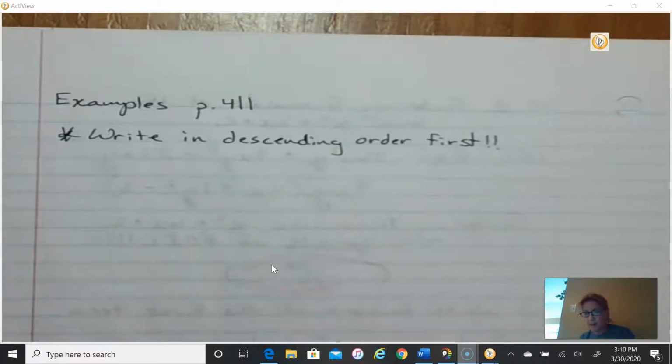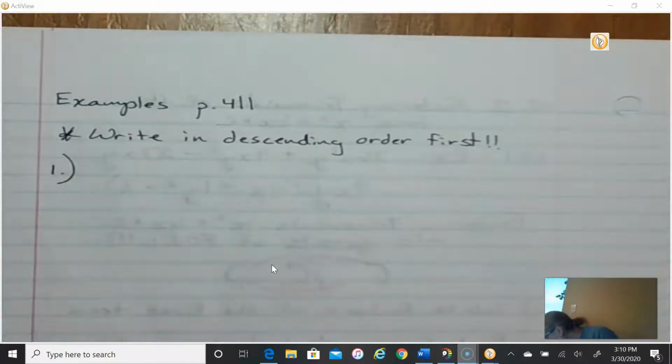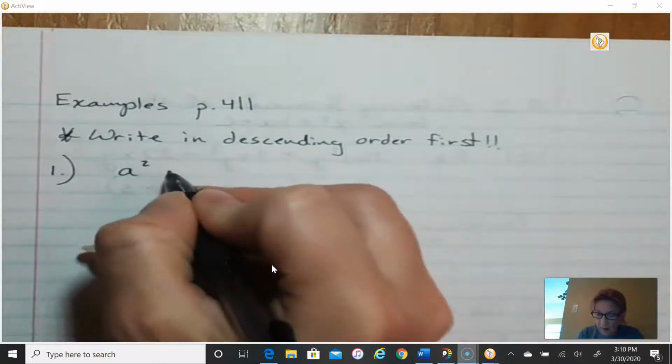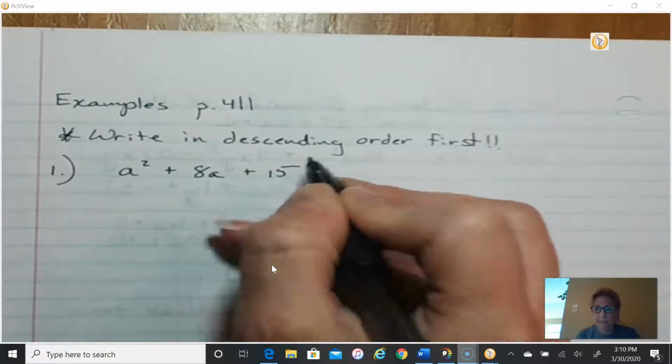All right, number 1. It says factor if the trinomial will not factor write prime. I'm only going to give you ones that do factor. Maybe some examples are going to be prime, but no homework. I don't want y'all to sit there and waste your time on that. Okay, so number 1 is a squared plus 8a plus 15.